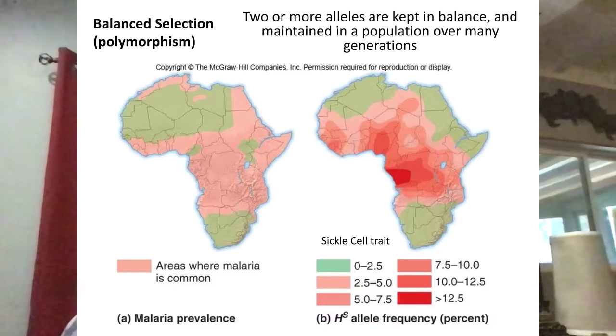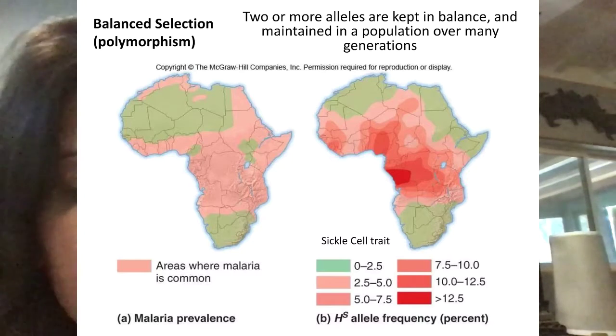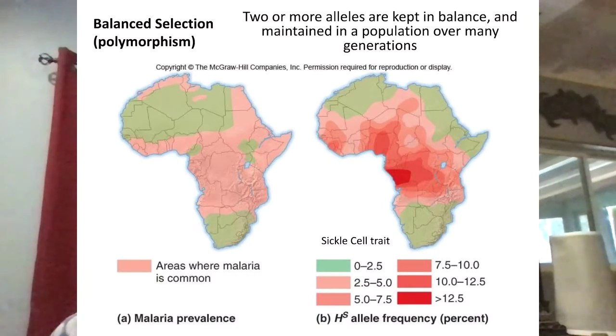So here you see the continent of Africa, and it's showing you areas where malaria is common. And in the other one, it's showing you the frequency of an allele for sickle cell. We refer to that as H with a little s at the top, as a superscript. The H is referring to hemoglobin, and sickle cell is a disease that affects hemoglobin. It's a genetic mutation in the hemoglobin, and it affects the ability of the hemoglobin in your blood cell to bind oxygen.